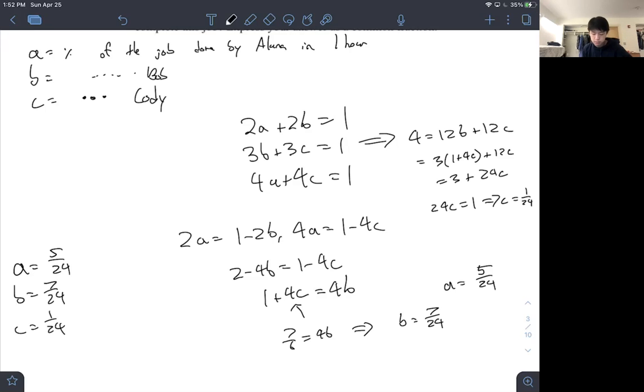We can plug this in. So A plus B equals a half, and then times 2, that's 1. B plus C, that equals a third, times 3, it's 1. A plus C is a quarter, times 4, that's 1.